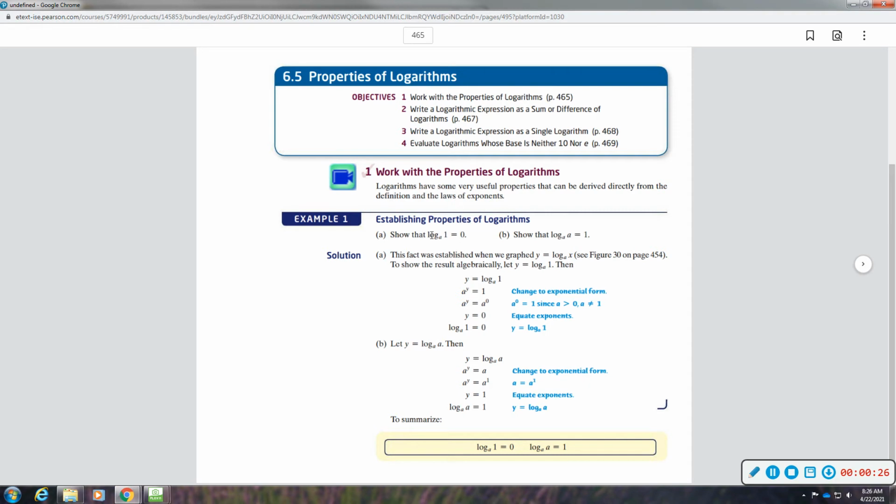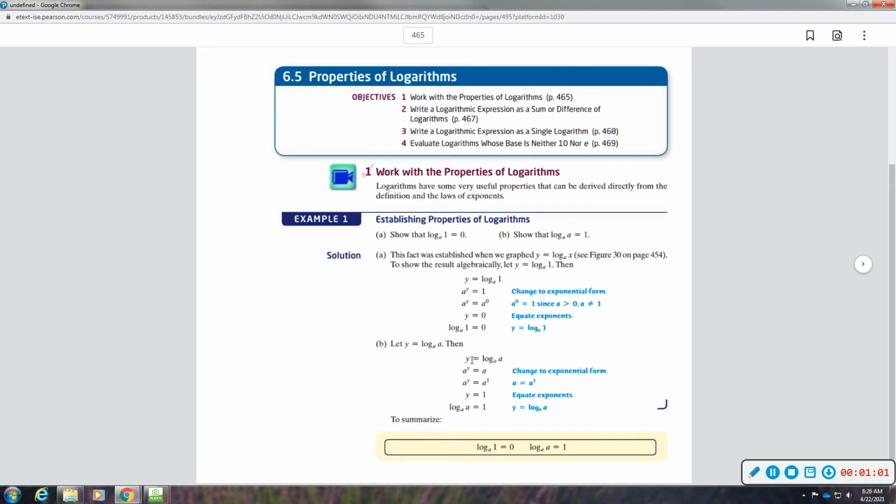showing you that log with any base of 1 is equal to 0. And they kind of show you that by changing the log to an exponential expression. So remember, you take the base, you move it over, it becomes the base, and that becomes your exponent. So a to some power equals 1. And by properties of exponents, we know that a to the 0 power is equal to 1. So they rewrite it like so, and you get to see that y equals 0. So that's one property. Very important, so remember that.